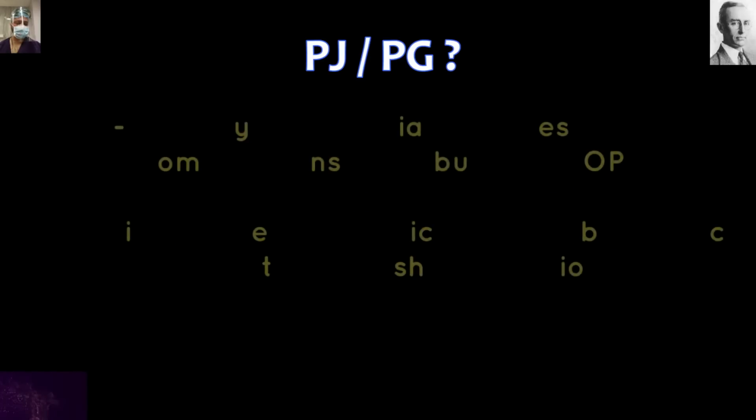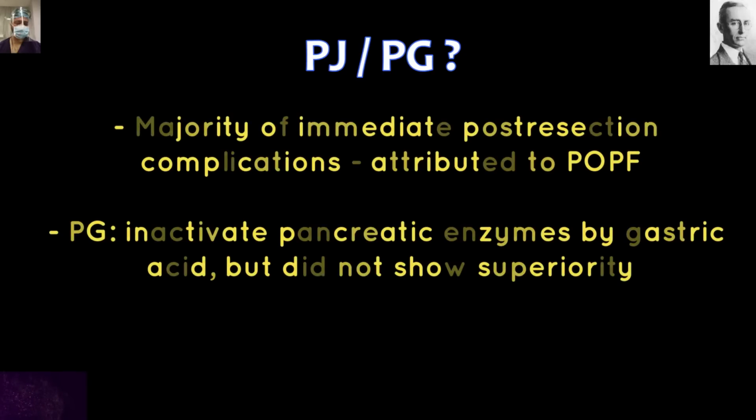Initially, it was hypothesized that with the pancreaticogastrostomy (PG), the pancreatic enzymes are secreted into the acidic environment of the stomach and will not be activated, because for activation they need an alkaline environment. So there would be less chance of POPF, but the literature has not supported this fact, and the leak rate after PG and PJ is equivalent.